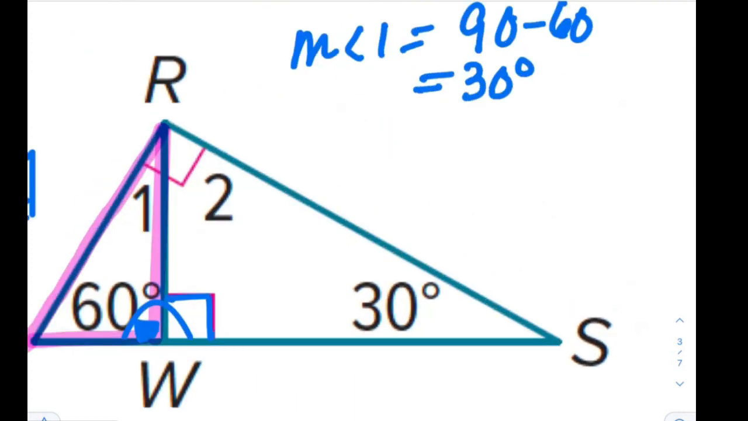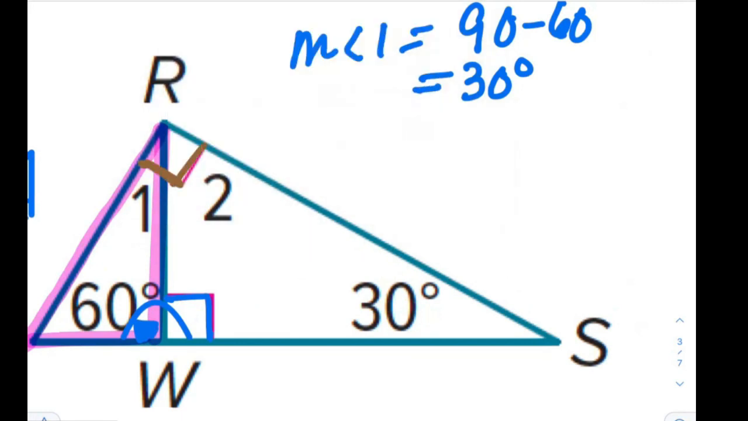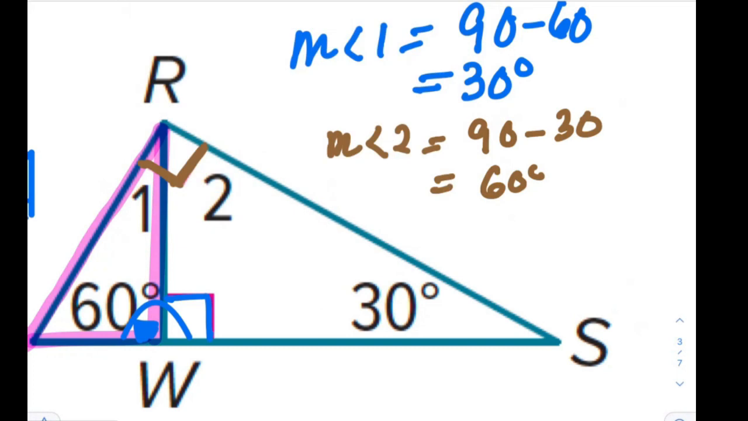Right away. Now, as you see here, angle 2 and angle 1 together form a right angle, so they are complementary. So the measure of angle 2 is just 90 minus 30, which is 60 degrees. Very easy if you understand the concept.